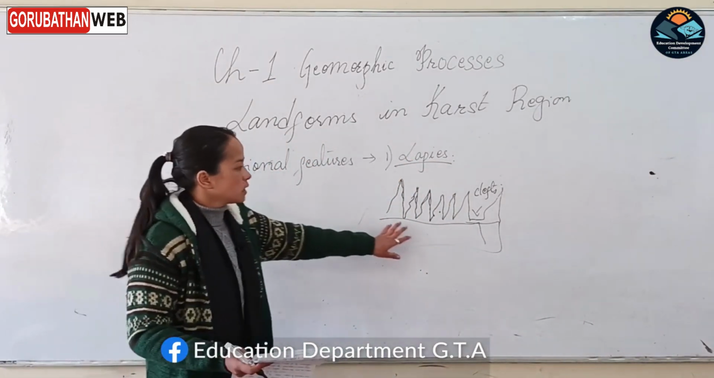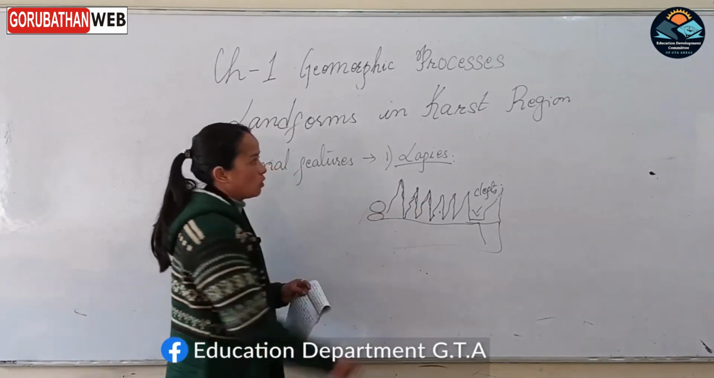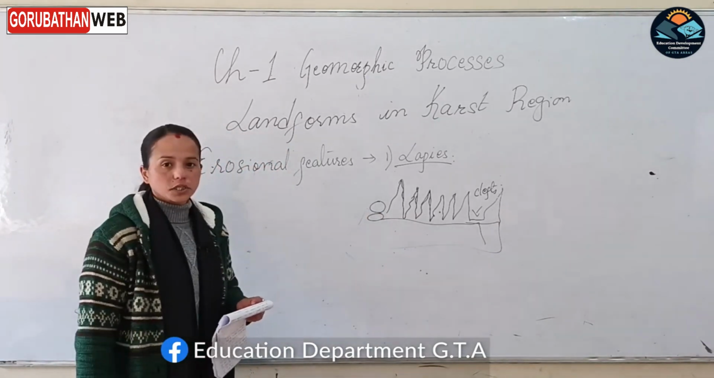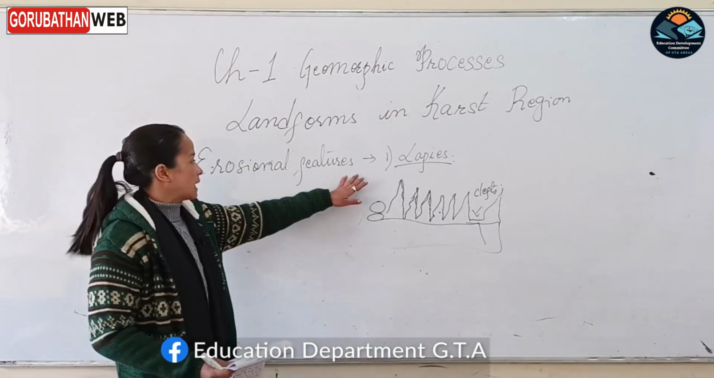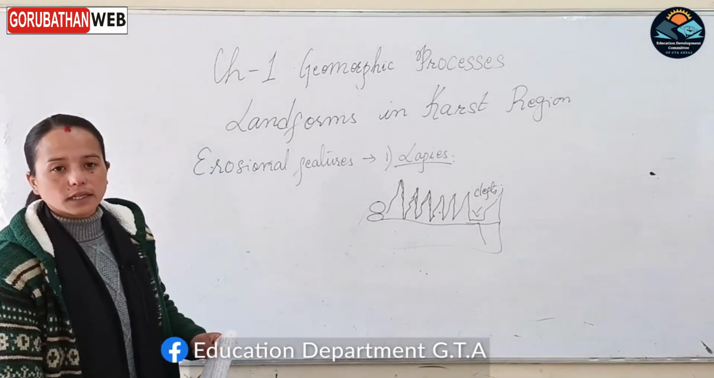And there are numerous holes, numerous solution holes, on the karst region. So that is the lapis that comes under the erosional features. Now next one is the grikes or the clints.